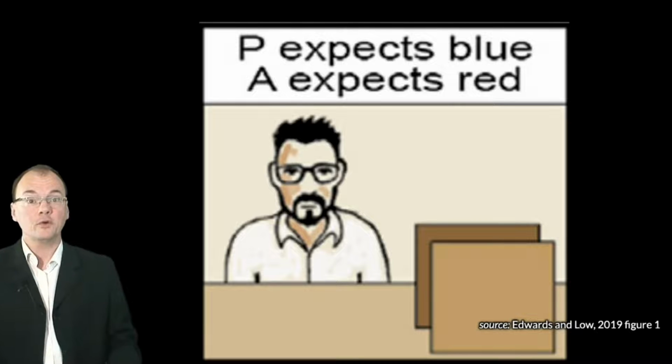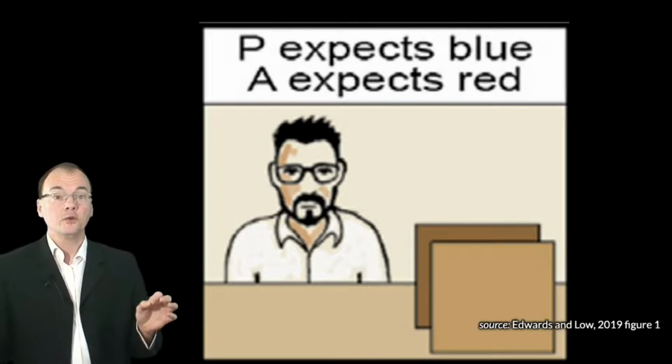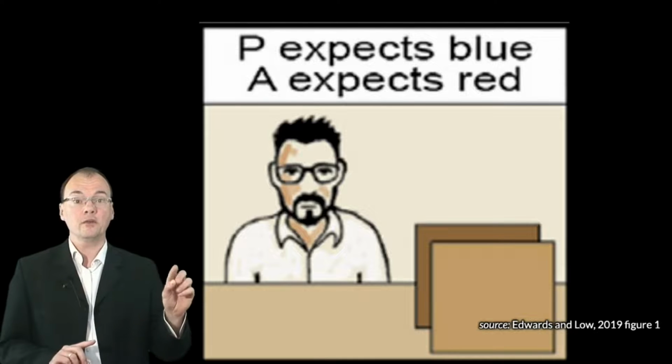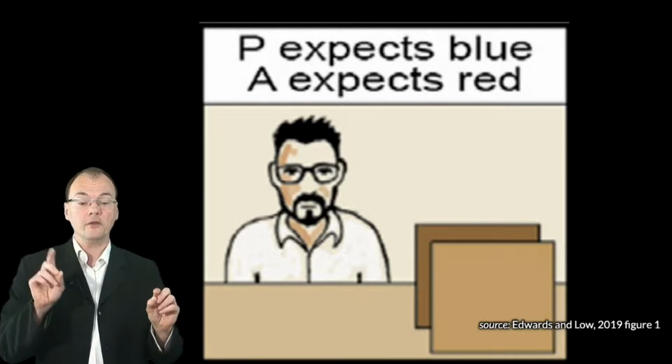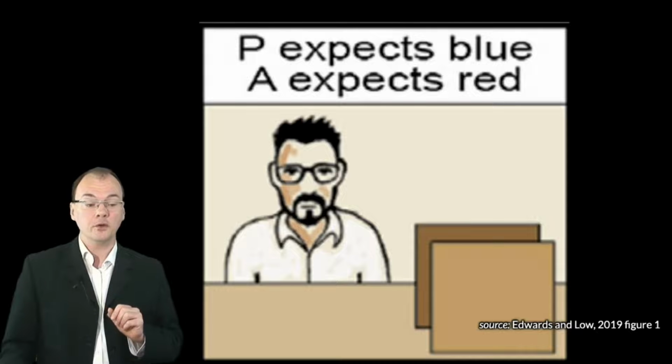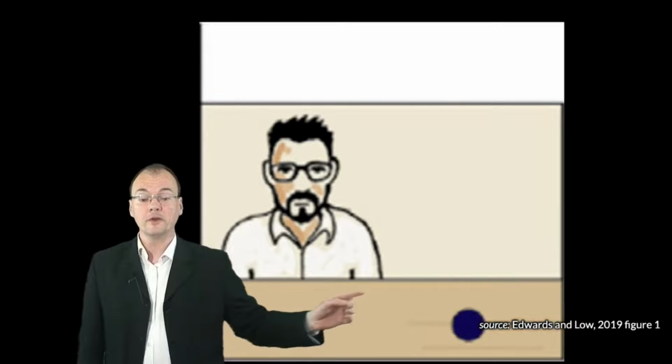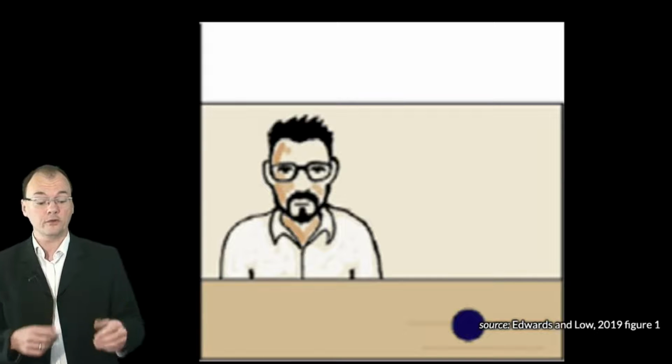Your task is very simple. 64 times in a row, your task is always to press one button if you see the red ball and a different button if you see the blue ball. One button if you see the red ball, a different button if you see the blue ball. So here, because you're expecting the blue ball, when you see the blue ball, of course, you'll be faster than if you were expecting the red ball, if we tricked you.